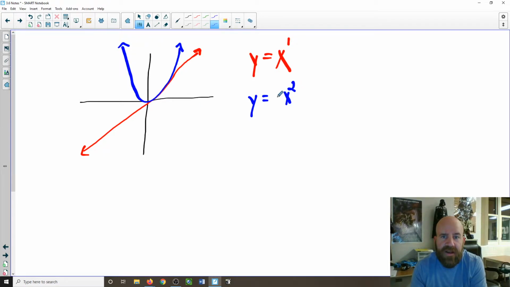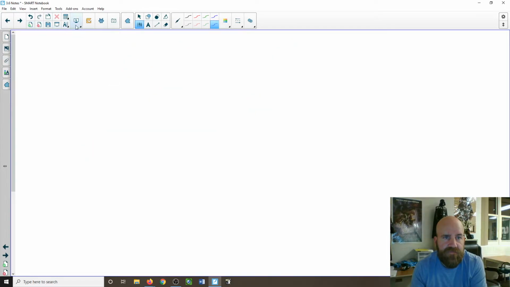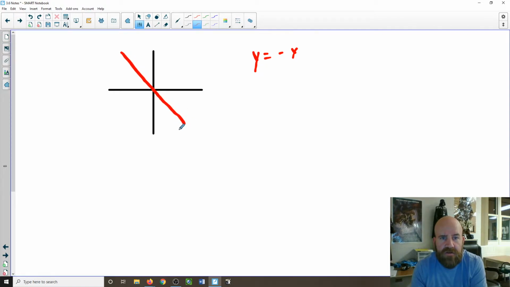If we graph the negative versions of these, y equals negative x has a slope of negative 1. We are going this direction. So the leading coefficient tells me the right-hand side goes down, and the odd power tells me opposite directions.